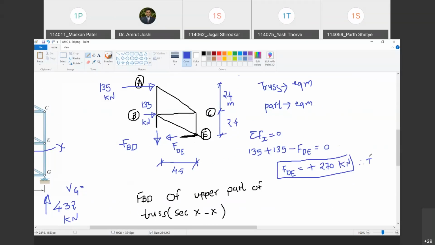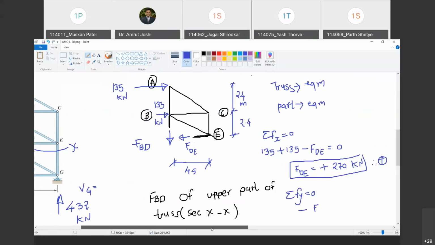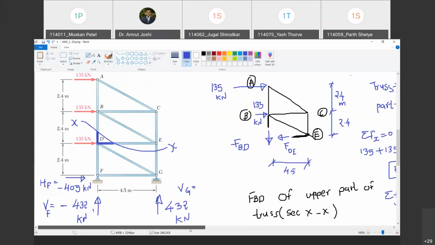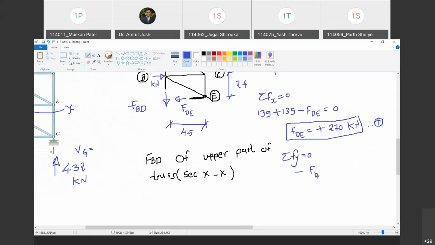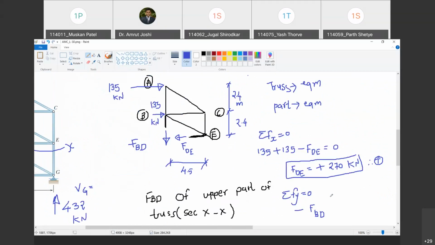Happy? Yes, sir. Now let us apply summation Fy equal to 0 to this FBD. What do I get? Minus FBD equals 0. So FBD will be 0. Just give me a minute. Minus FBD is equal to 0.